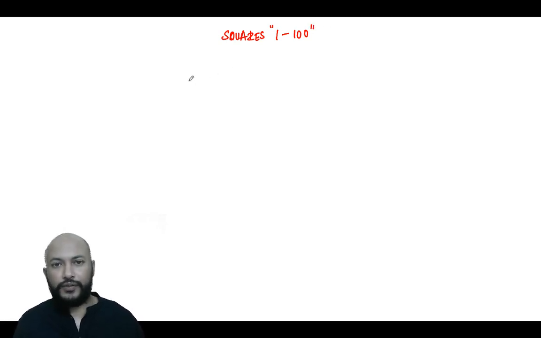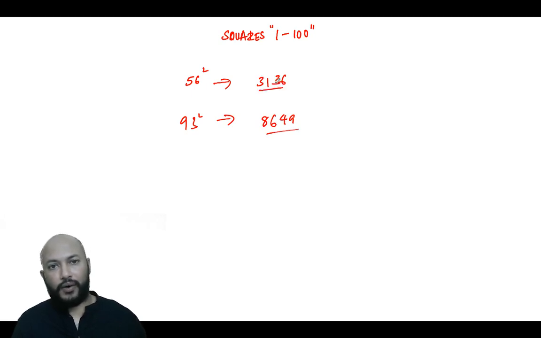Just to give you a small demonstration. Now, what is 56 square? 56 square, if you ask me, it is 3136. All right. What is 93 square? 93 square, if you ask me, it is 8649. So you can also do it mentally at this pace, or maybe even better than this, if you learn this technique. There is a clause for it.